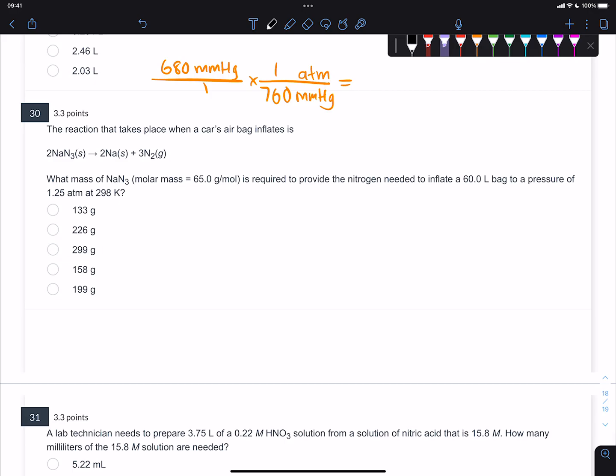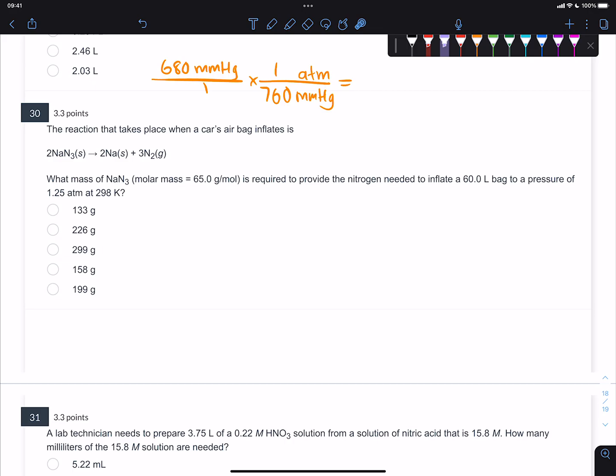This question, number 30, is an ideal gas law stoichiometry question. You have non-standard conditions here. It says the reaction that takes place in a car's airbag to inflate it is 2 moles of sodium azide decomposes to create 2 moles of sodium and 3 moles of nitrogen gas. What mass of sodium azide is required to provide the nitrogen needed to inflate a 60-liter bag to a pressure of 1.25 atmospheres at 298 Kelvin? That's a lot to think about. And I've seen these as free response questions, which makes it even worse.